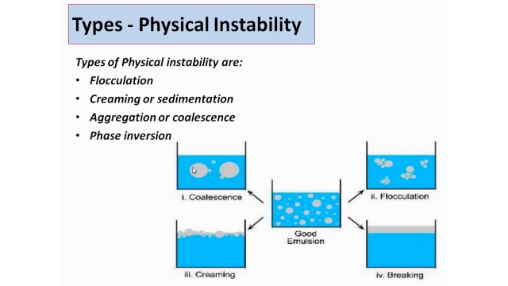Then we have phase inversion. What do we mean by phase inversion? Sometimes some conditions occur. Suppose we have an oil in water type of emulsion, but due to changes in physical attributes such as temperature, humidity, pressure, the oil in water emulsion may get converted into a water in oil emulsion. Their phases get reversed. Earlier it was oil in water, but later it becomes water in oil. That is known as phase inversion. That is also counted under physical instability. And finally breaking, the breakdown of the two phases.